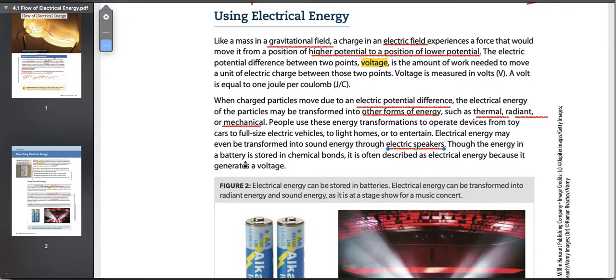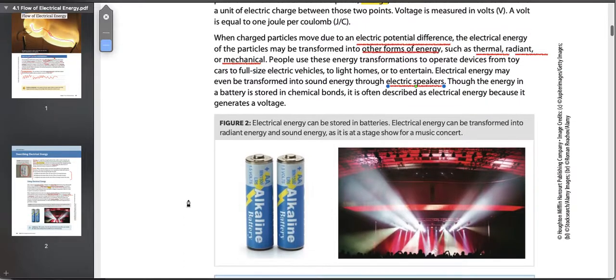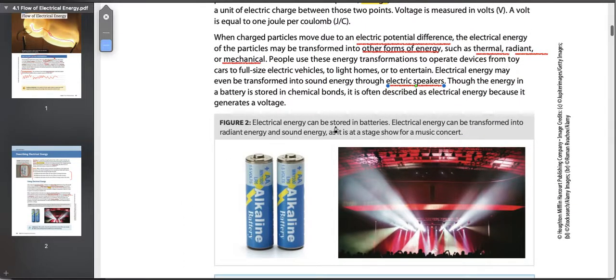Though the energy in a battery is stored in chemical bonds, it is often described as electrical energy because it generates a voltage. So here in figure 2, it says electrical energy can be stored in batteries. Electric energy can be transformed into radiant energy, that's the light down here. And sound energy, that's probably a big speaker right there. That's a great big speaker. Sound energy.